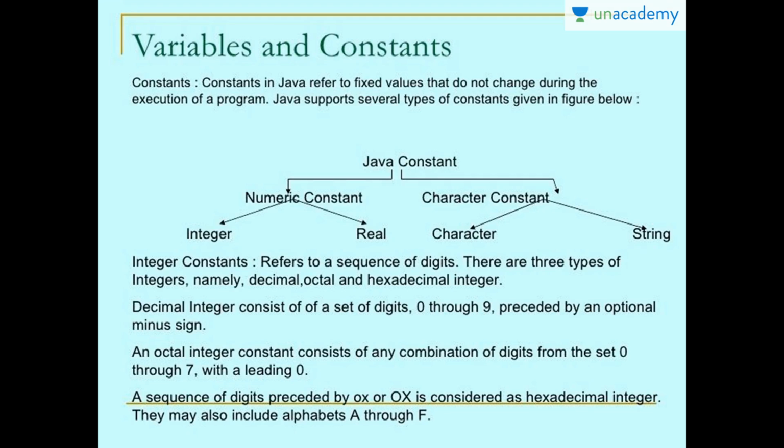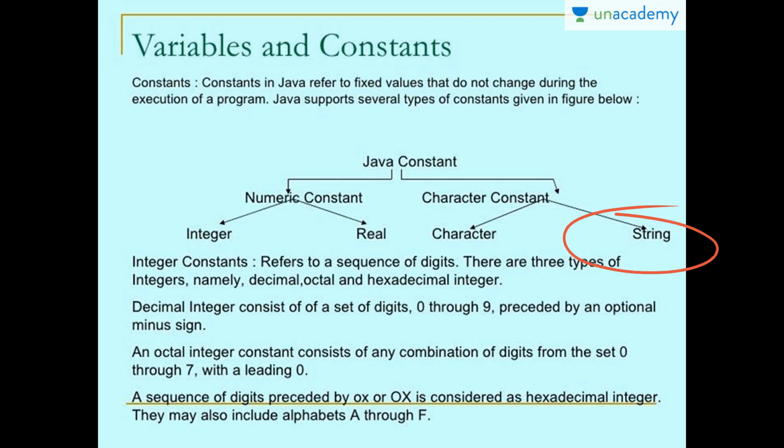What are variable and constant? First, constants. Constants in Java refers to fixed value that do not change during the execution of program. Java supports several types of constant as below. First, numeric constant. Numeric constants are of integer and real, and then character constants, that are characters and strings.